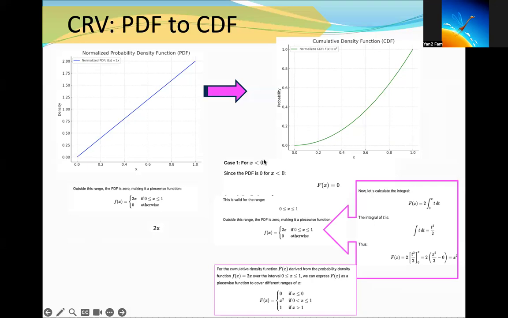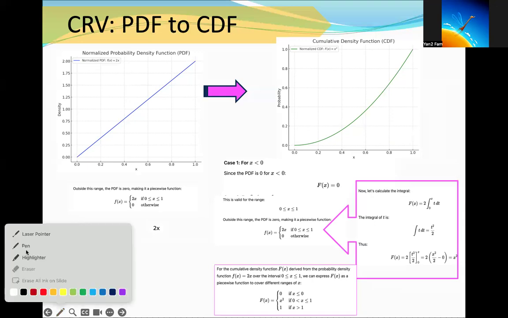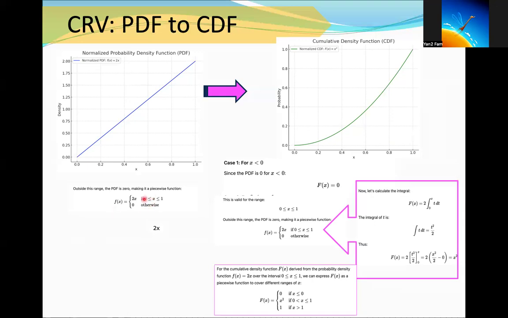So first, we need to look at it case by case. This case only covers x bigger than or equal to 0. For case number 1, we still consider x smaller than 0. It's definitely 0, because in this case we only consider x smaller than or equal to 1 and bigger than or equal to 0. So number 2 is that x is between 0 and 1.